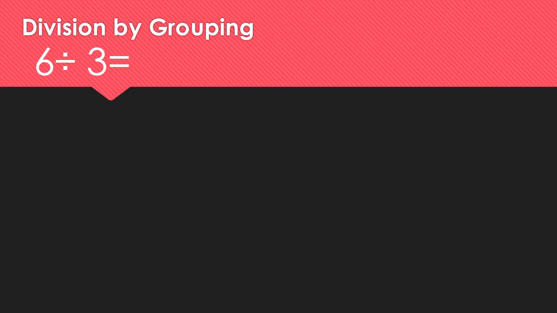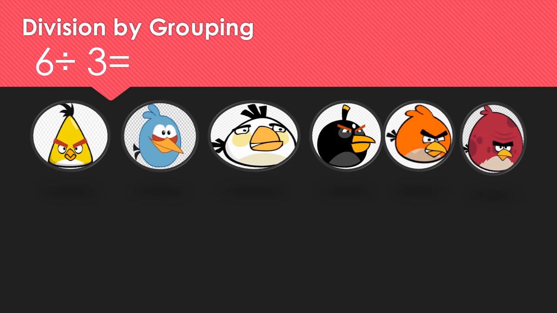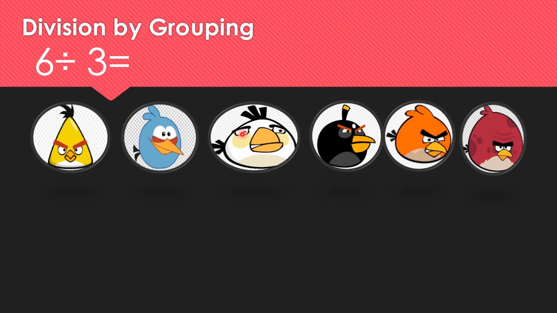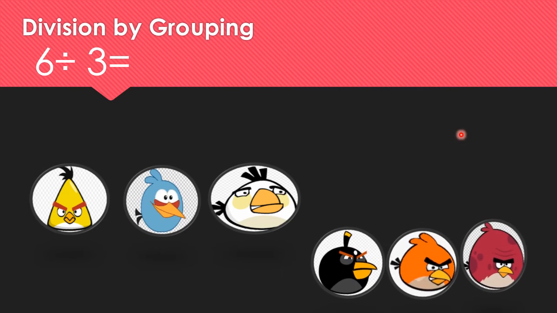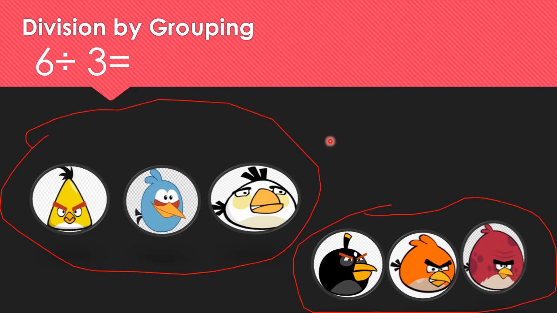Another way of dividing is by grouping. Let's use the same example, 6 divided by 3. There are 6 angry birds and we are going to divide them in groups of 3. 1, 2, 3. 1, 2, 3. How many groups of angry birds can you see? There are 2. So, 6 divided by 3 is equal to 2. This looks quite easy to imagine when we have a story going.